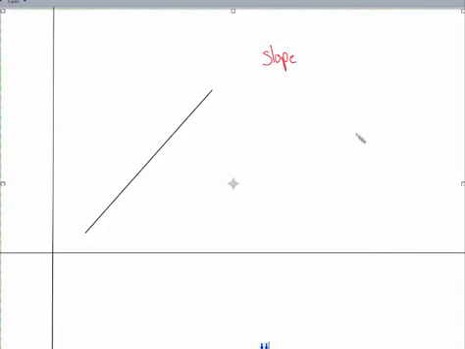Okay, let's say we need to find the slope of this line. To find the slope we need 2 points. So let's say the first point is here, the second point is right here.